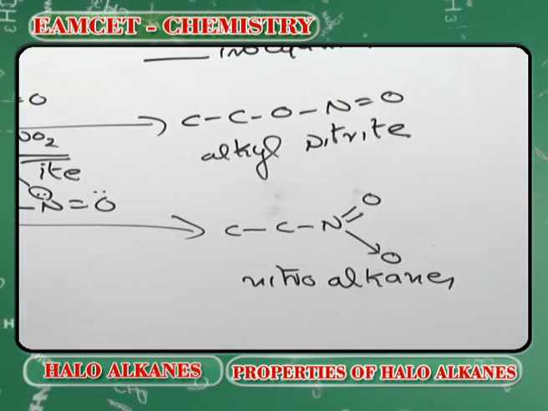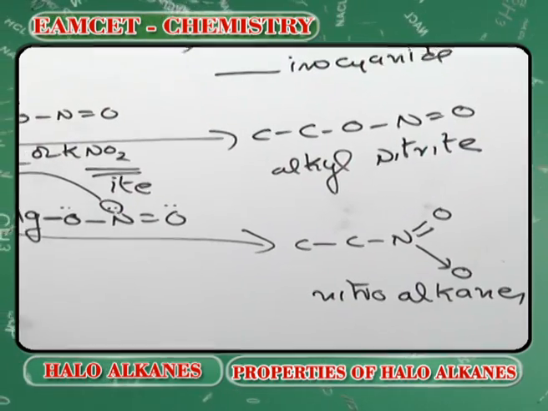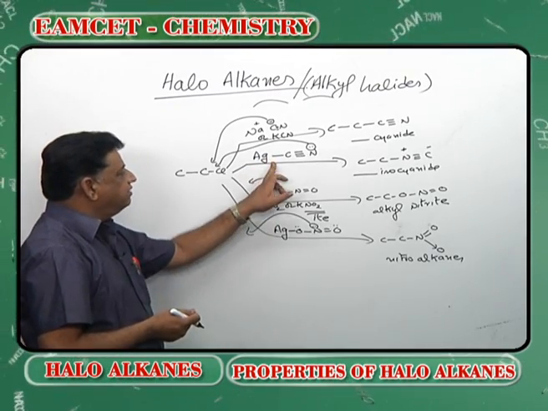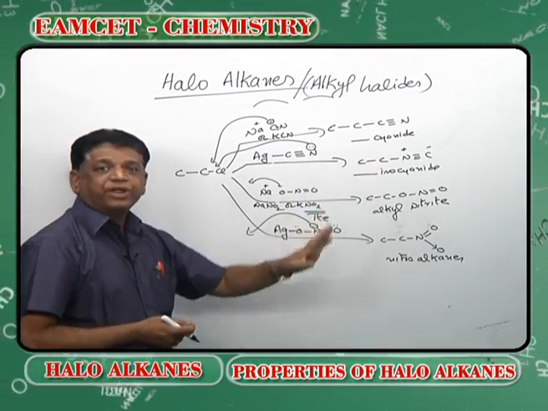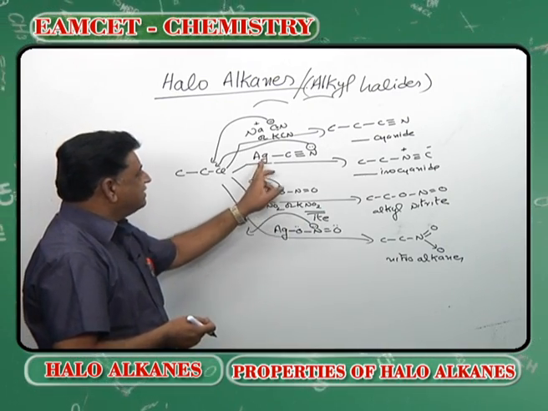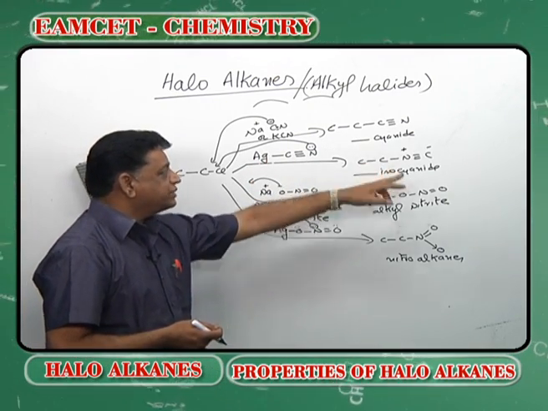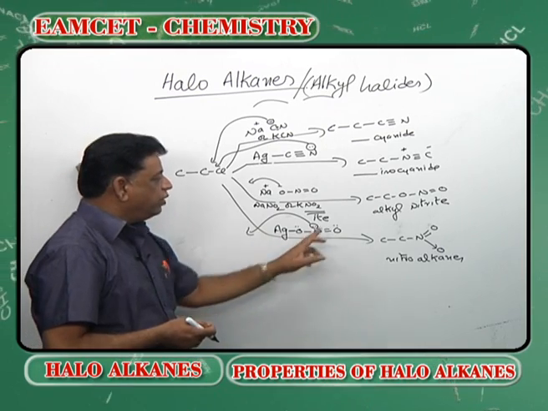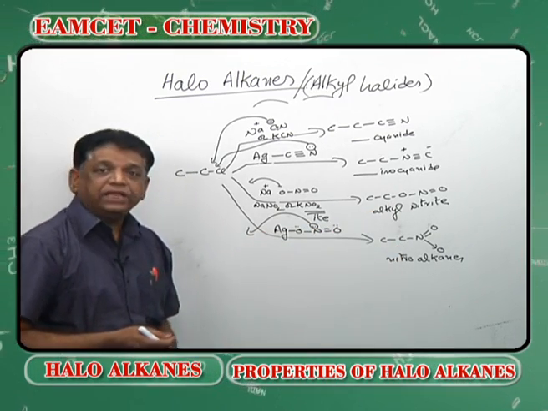See the case of the silver. You can take this as a silver magic. Whenever silver is added, the reverse type of product is formed. See, with silver cyanide you won't get cyanide, you get isocyanide. With silver nitrite, you won't get nitrite, you will get a nitroalkane, isn't it?